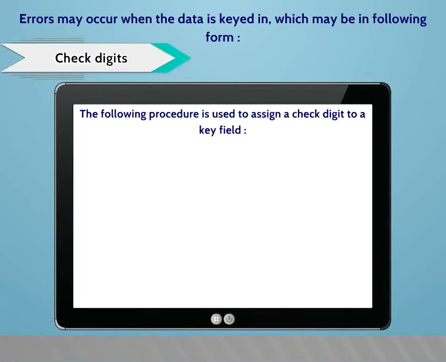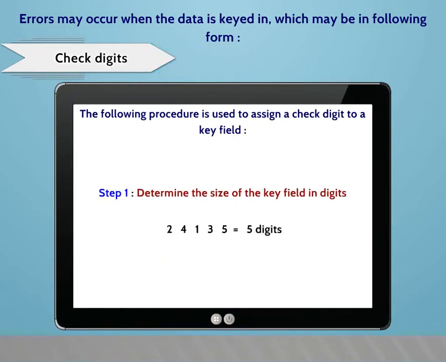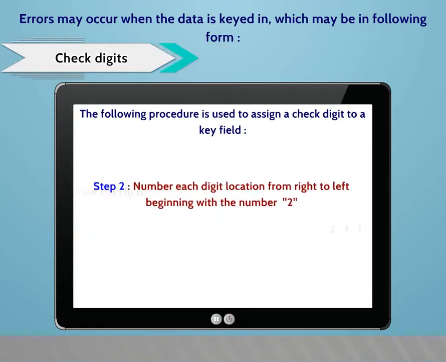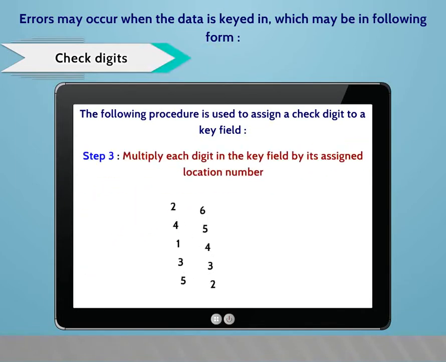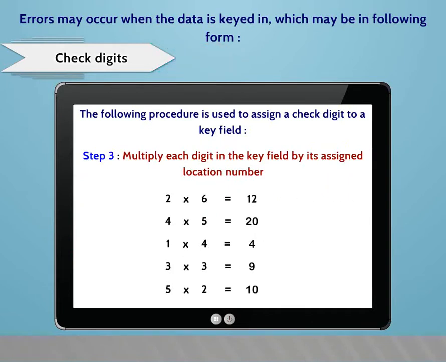The following procedure is used to assign a check digit to a key field. Step 1. Determine the size of the key field in digits. 24135: 5 digits. Step 2. Number each digit location from right to left beginning with the number 2. 24135 gets 65432. Step 3. Multiply each digit in the key field by its assigned location number.